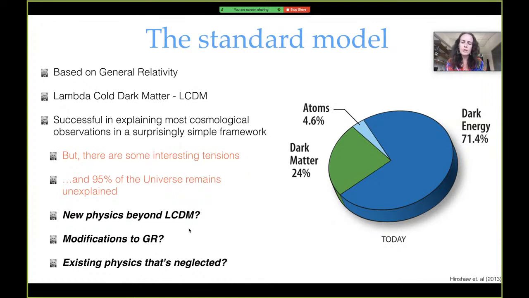A lot of people are looking into new physics beyond the standard model, and this includes things like modifications of general relativity. What I'm interested in, and a lot of you are also interested in, is looking into existing physics that we know exists and we know is there, but is neglected or overlooked in the standard cosmological model.